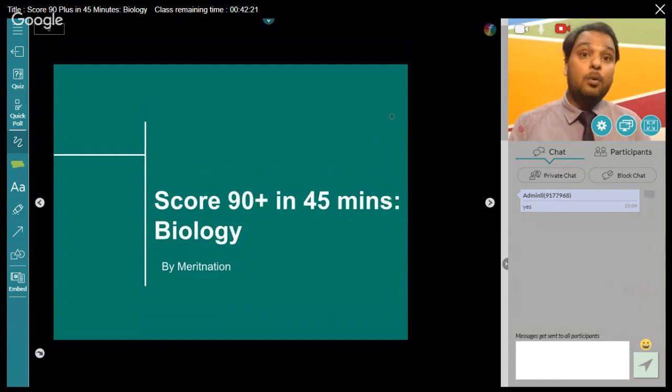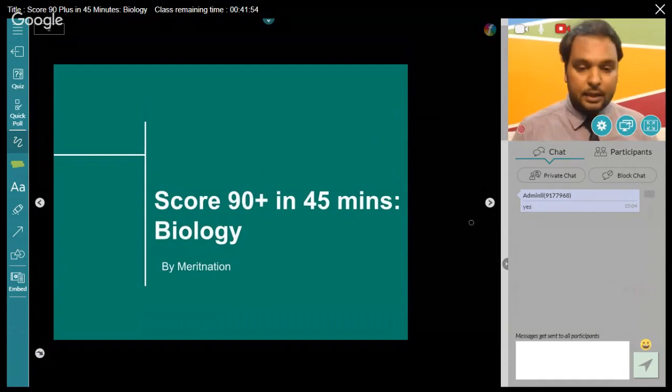Now, most of the students have sent me queries asking what are the important diagrams that we need to practice. That's a very, very important question always there in the mind of the student while preparing for biology. I'll also tell you what are the important diagrams here. So what I need is 45 minutes with you. And if you adhere to these topics, you will definitely score 90 plus.